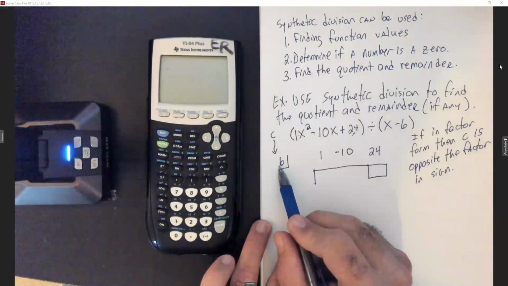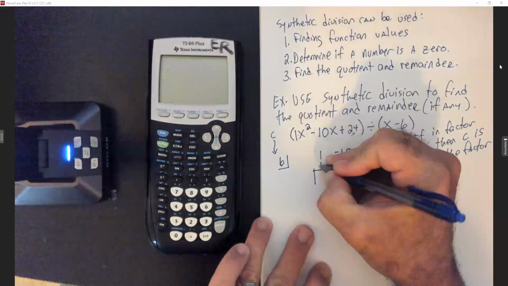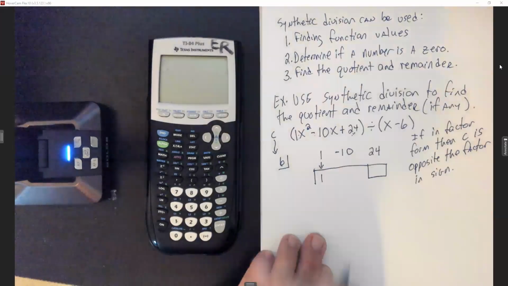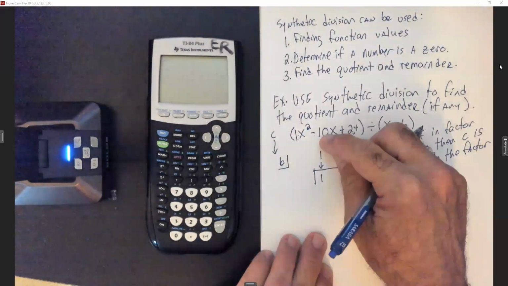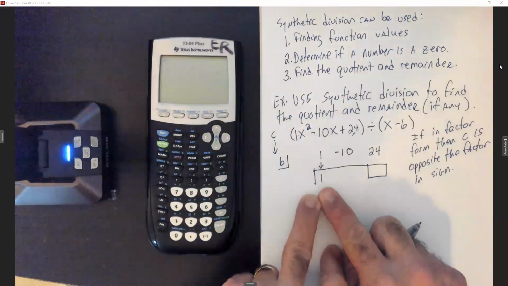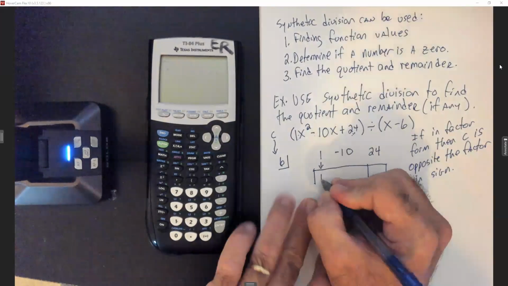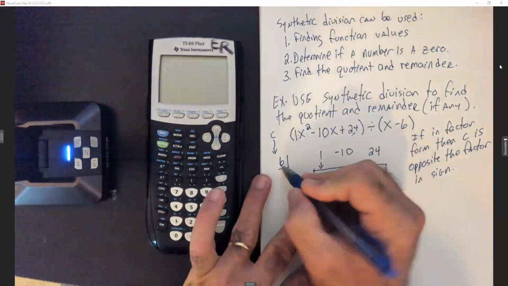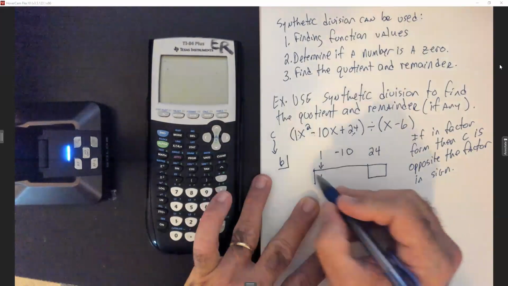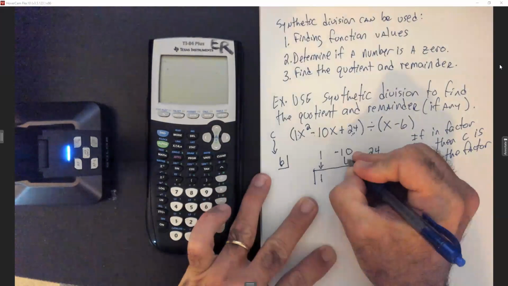Now, the first thing I said to do was take the first number and bring it down. So we're going to bring that first number, which is a 1, down into our bottom here. Then I said take that number 1, multiply by C, which is 6. So 1 times 6 is 6. And put that number in the next column under that coefficient.